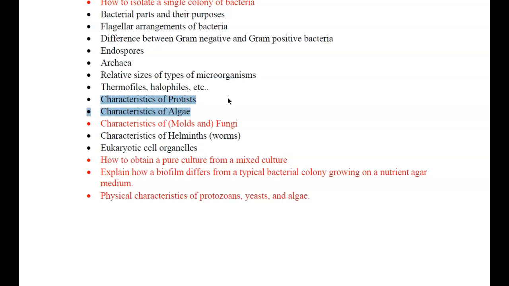I do not need you to go through all the different phyla of algae and protists. That's ridiculously boring, and you could always look it up on your phone. So it's not about memorizing the different types of algae, but it's understanding what makes an algae and what makes a protist, which leads me to characteristics of molds or fungi.